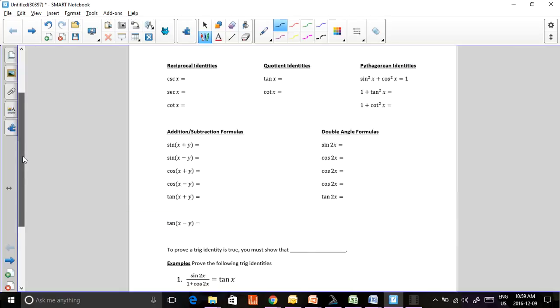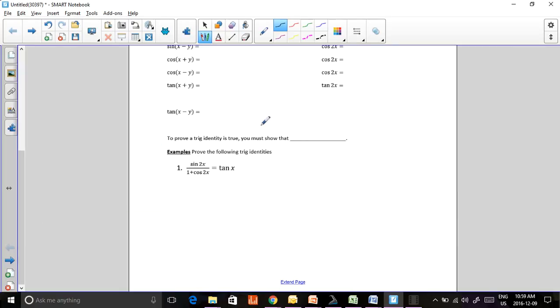To prove a trig identity to be true, you have to show that the left side equals the right side. So we're always breaking them up. We don't want to keep it equal all the way down. We have to separate our left side and our right side. The first thing I like to do is get a look at what I have and think, how can I make what I have look like what I have on the other side?